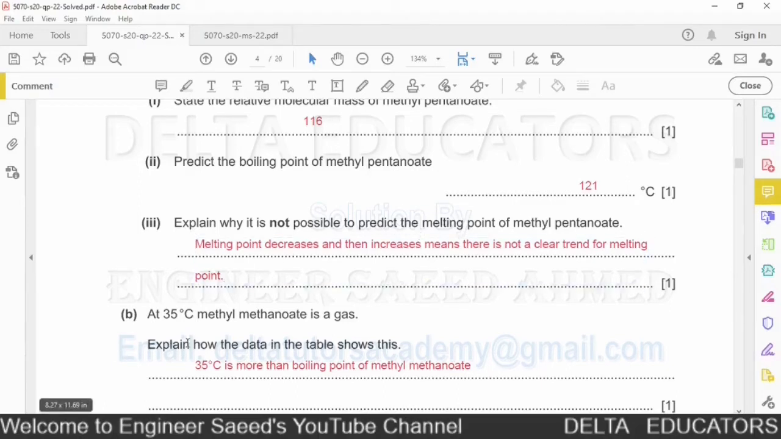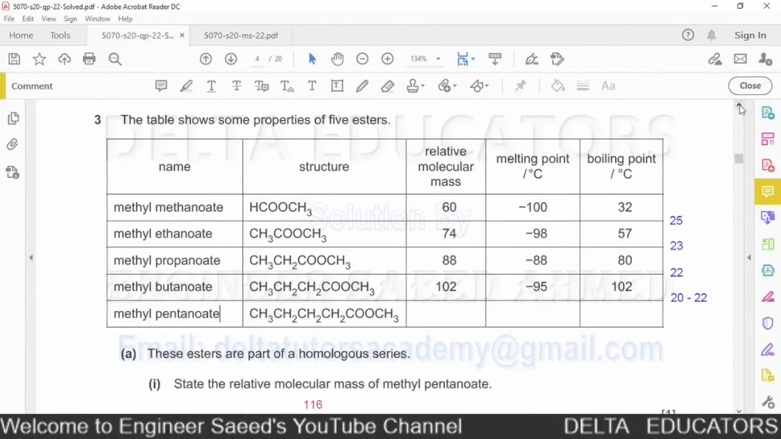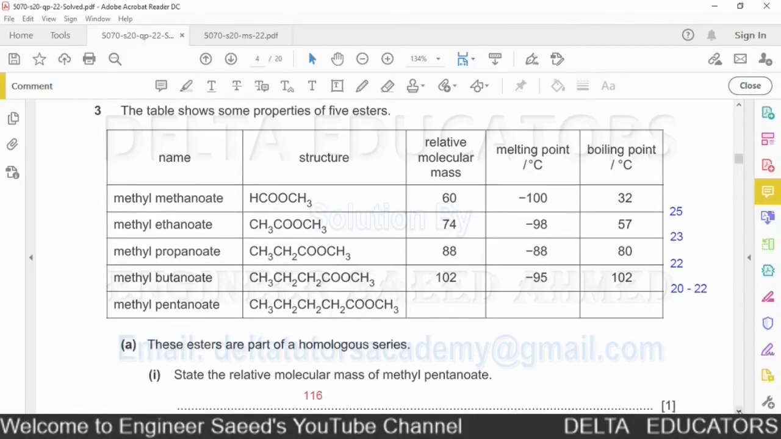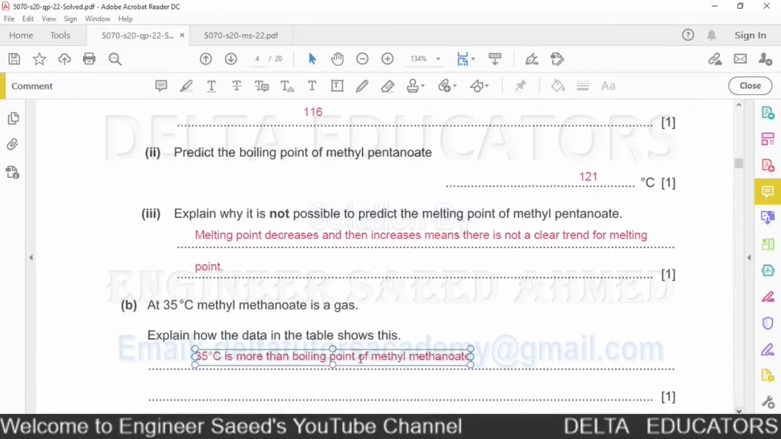Part B. At 35 degrees centigrade, methyl methanoate is a gas. Explain how the data in the table shows this. The boiling point of methyl methanoate is given as 32. So definitely at 35 degrees centigrade, this methyl methanoate will be in the gaseous state. So what we have to write here? 35 degrees centigrade is more than the boiling point of methyl methanoate. So at this temperature, it will be in the gaseous state.